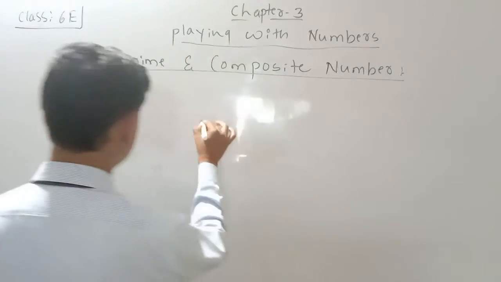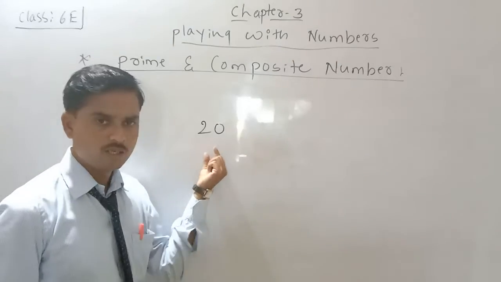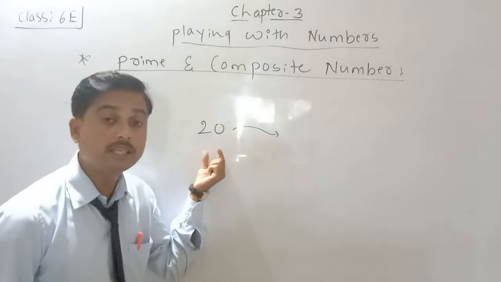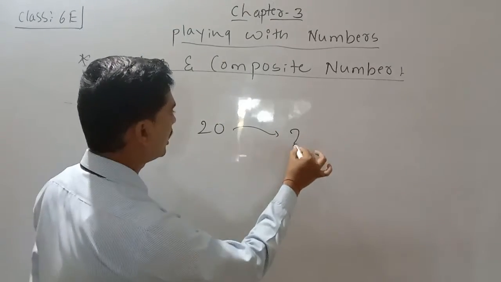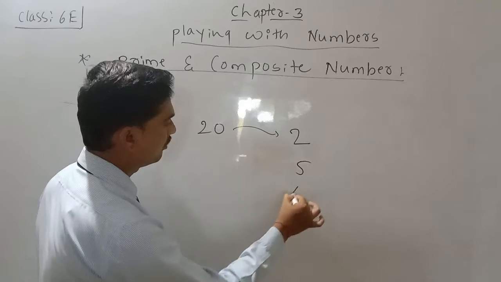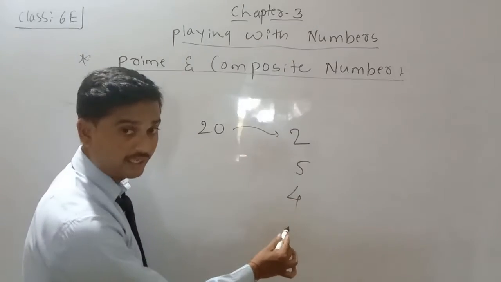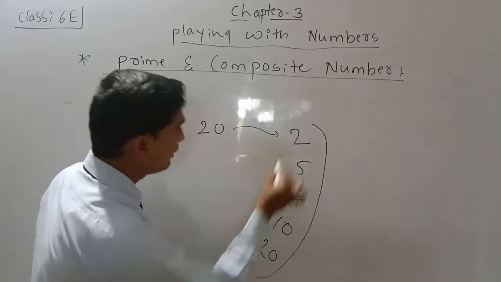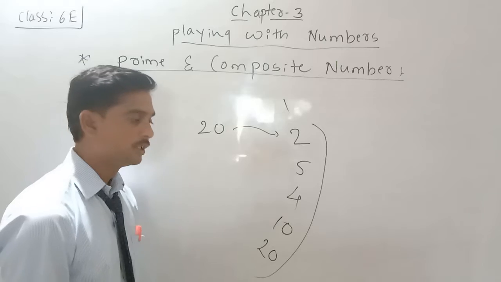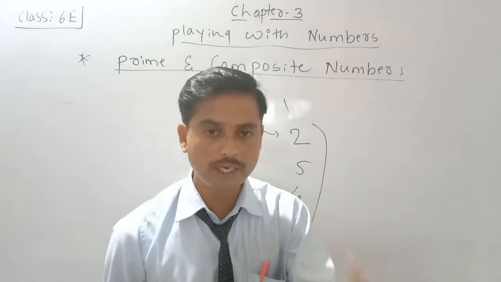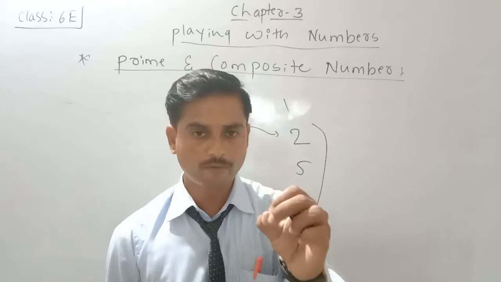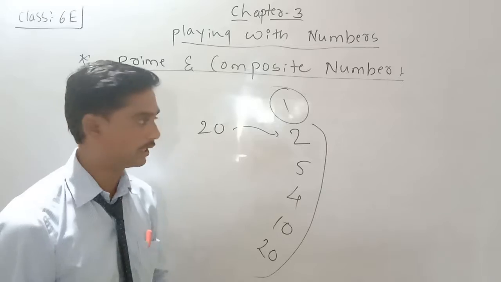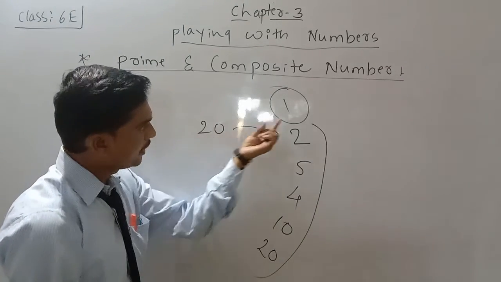For example, 20. 20 has which tables? Yes sir, 20 has the 2's table, 5's table, 4's table, and next 10's table and 20's table. And 1 also, because 1 is a factor of every number. Remember that.